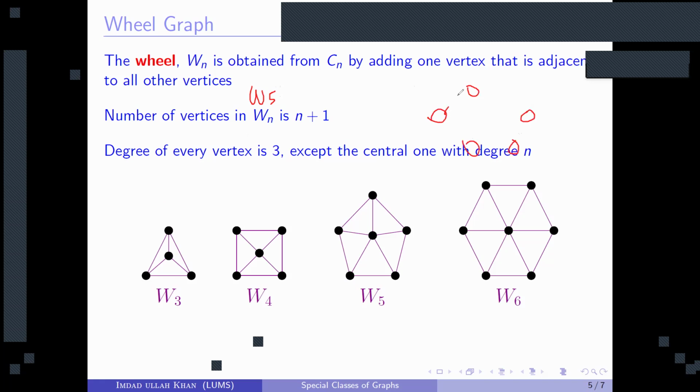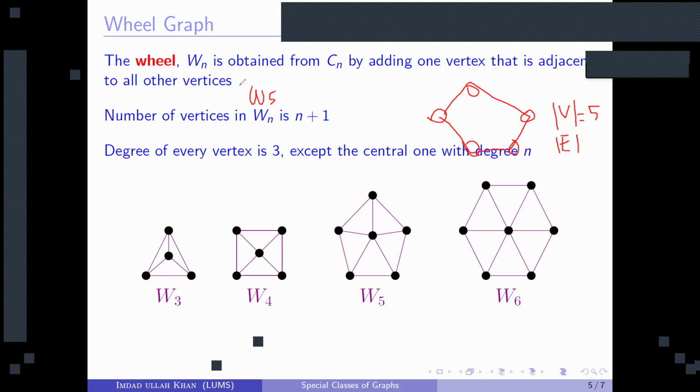We put all of them on a cycle. How many vertices and how many edges have been added over here? So the number of vertices so far is 5, and the number of edges is 5. That's what we have learned from the cycle graph, right?